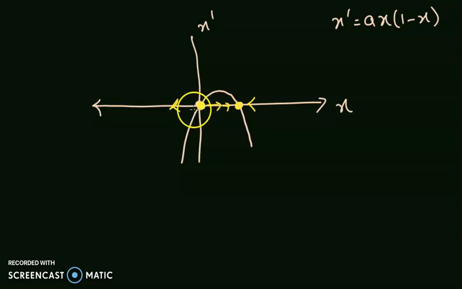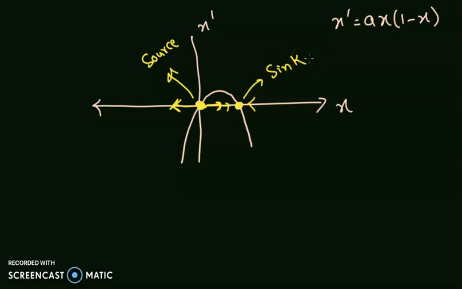So we can see that nearby solutions are tending away from 0, therefore 0 looks like a source. And since the motion is towards 1, or the nearby solutions are attracted towards 1, this is going to be a sink.